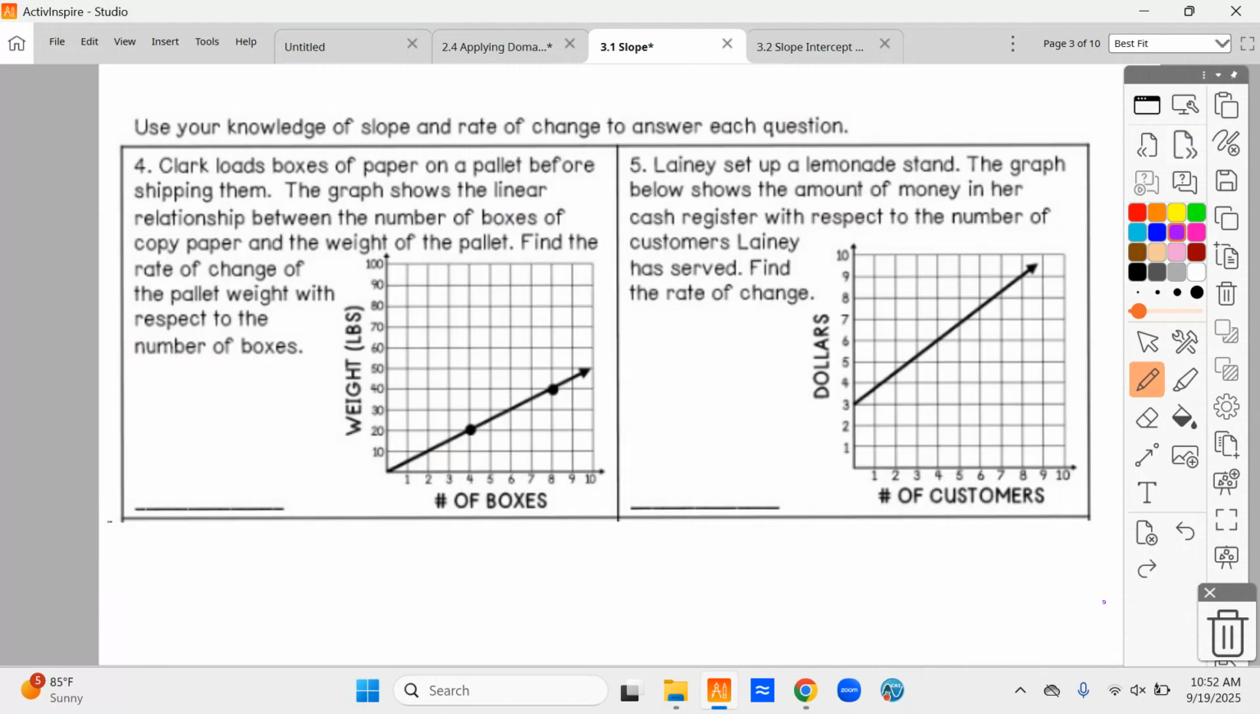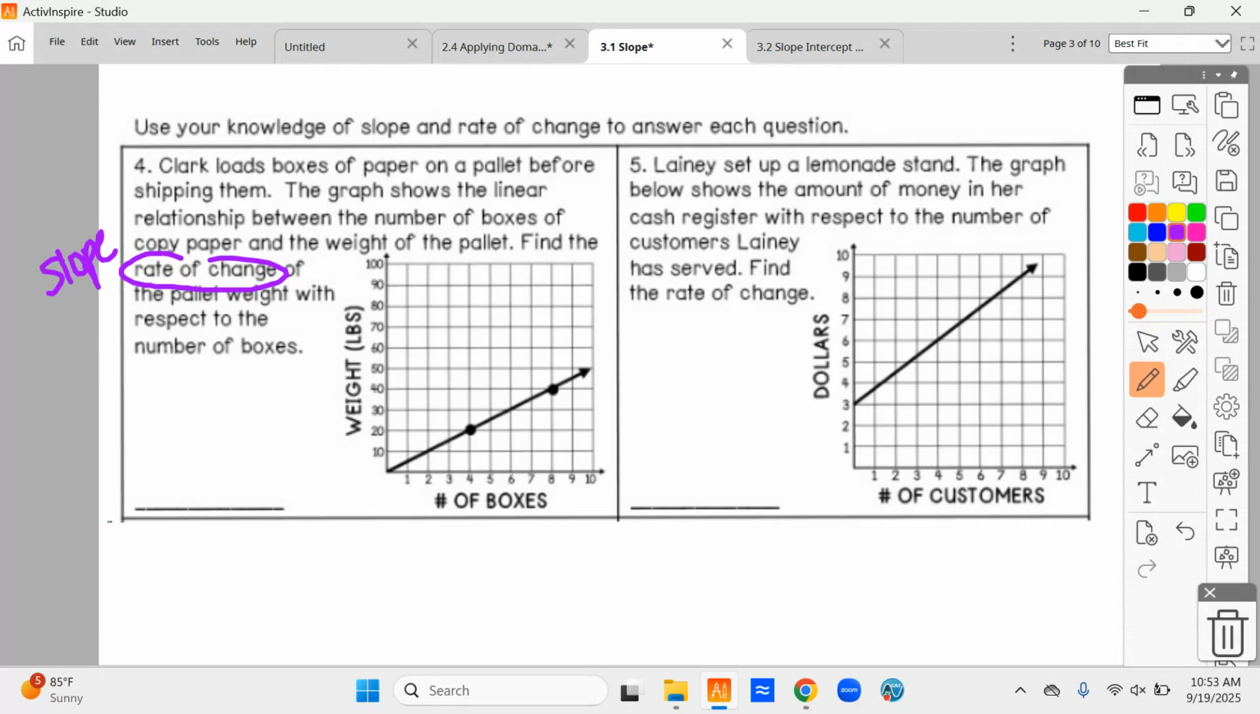All right, moving on to the back. Clark loads boxes of paper on a pallet before shipping them. The graph shows the linear relationship between the number of boxes of copy paper and the weight of the pallet. Find the rate of change. Okay, I'm going to go ahead and pause. Find the rate of change is the same thing as finding the slope. I want you to circle that and write slope next to it because we need to remember that those are synonyms of the pallet weight with respect to the number of boxes.